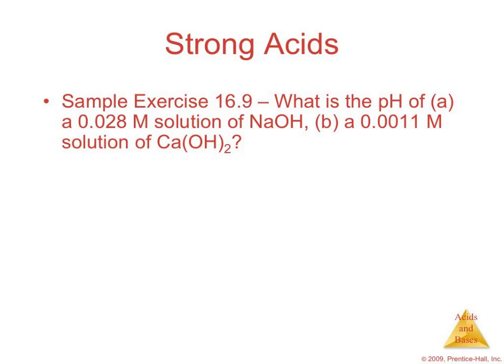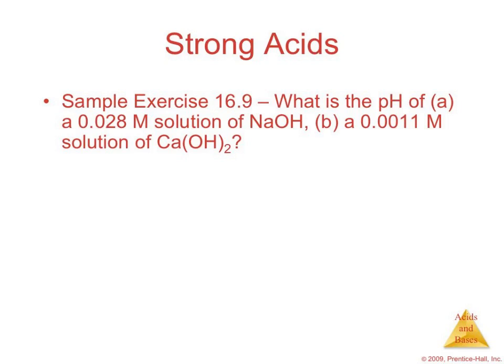My preference is a different way, and I think it shows both ways in the book. My preference is to start with the pOH. I think this is just easier. The pOH is the negative log of the OH minus concentration, and we have the OH minus concentration, so we just take the negative log of 0.028, which is going to give us 12.45. So that's our pOH.